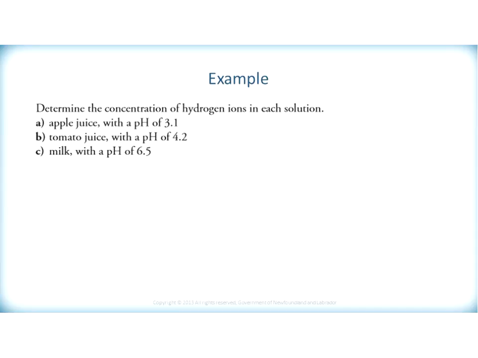It says determine the concentration of hydrogen ions in each solution: apple juice with a pH of 3.1, tomato juice with a pH of 4.2, and milk with a pH of 6.5. Once again, for each, 3.1 will equal negative log x, and we'll put the negative on the other side, and then we'll change to an exponential function. So 10 to the negative 3.1 would equal x.